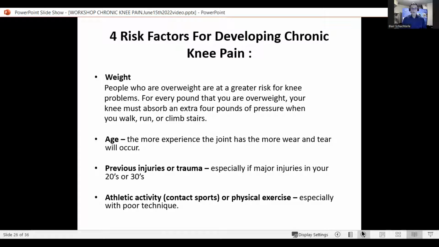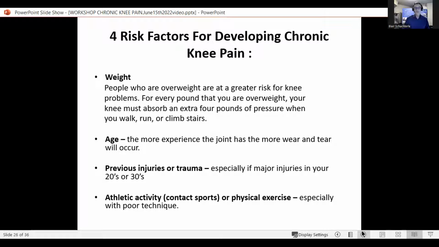As we age and our joints get more experienced, we will have more wear and tear occurring in them. So what I recommend for a lot of my aging knees is to get on a bike and start swimming. If walking is starting to hurt your knees, you've got to get into more of a cycling or swimming sort of fitness routine.